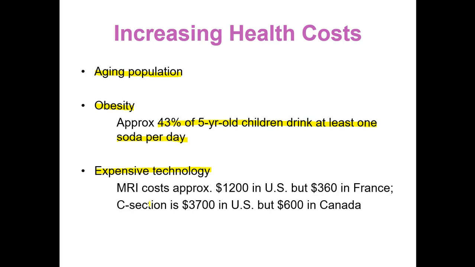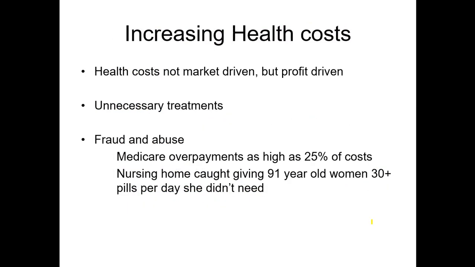For example, an MRI costs approximately $1,200 in the U.S., but only about $360 in France. A C-section is about $3,700 in the U.S., but only about $600 in Canada. So those are some pretty dramatic differences in costs. As we talked about, healthcare costs are not market-driven, but profit-driven, so that's why costs can keep going up. We also touched on the unnecessary treatments that could be cut back.